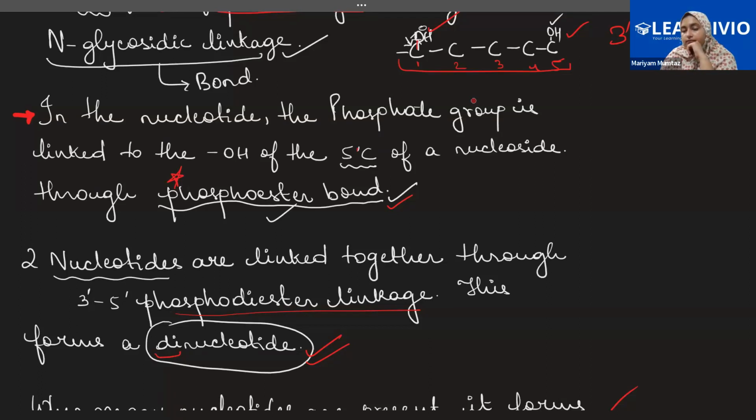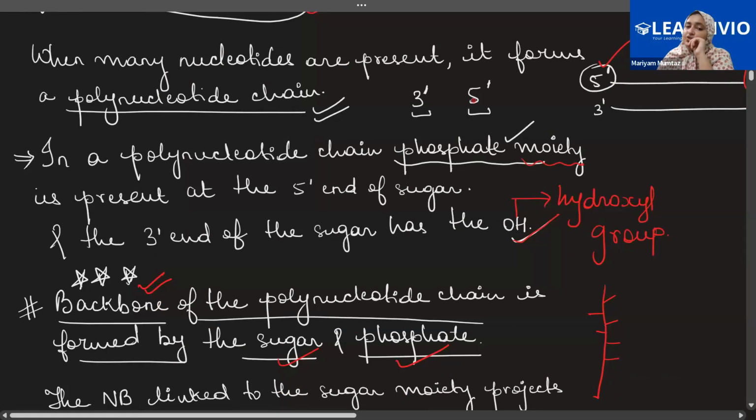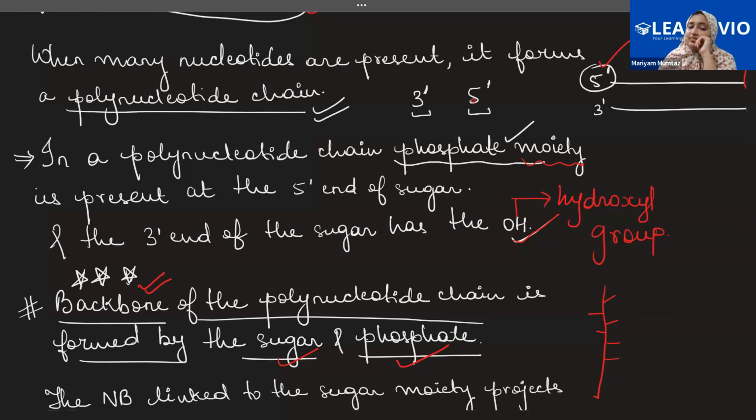5, yes, the 5th carbon. So at the fifth position of a polynucleotide chain, there is the phosphate group. And at the third position of the sugar, we have the hydroxyl group present. So this is how a polynucleotide structure is.